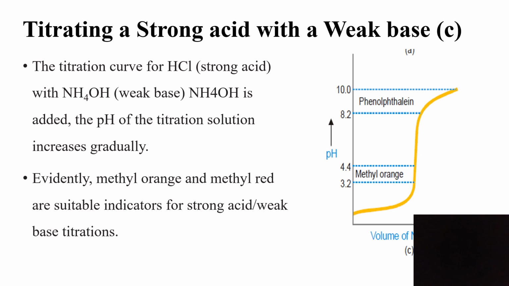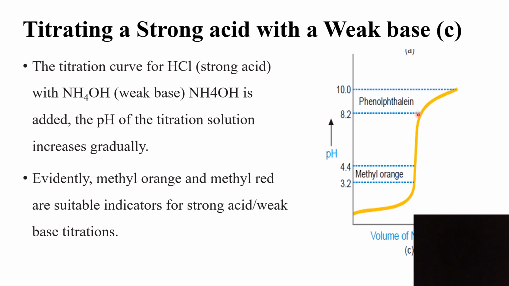Titrating the strong acid with weak base. Here, HCl is a strong acid and ammonium hydroxide is a weak base. When ammonium hydroxide is added, the pH of the titration solution increases gradually. Around the equivalence point, a sharp rise in pH occurs, approximately from 3.2 to 8.0.